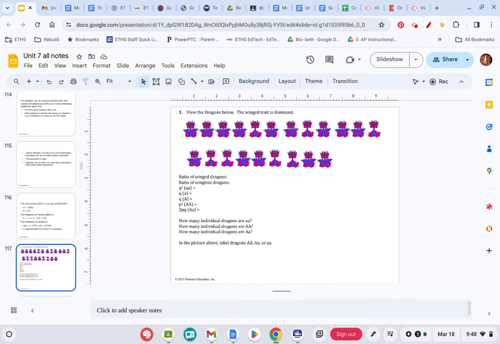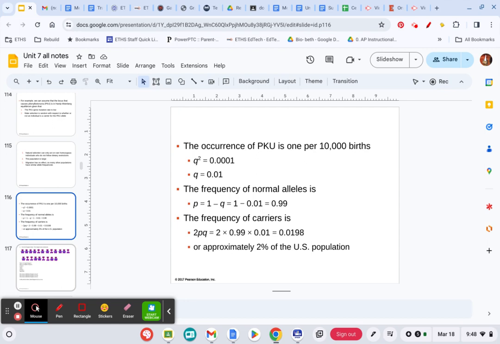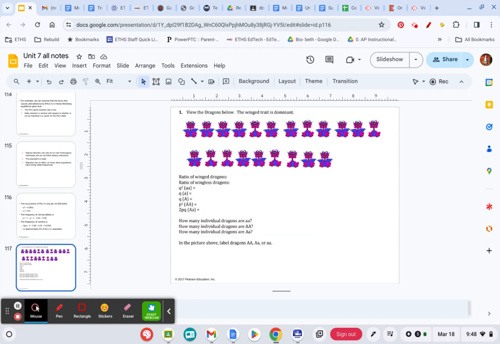All right, so last Friday we left off with Hardy Weinberg. We went through some of the math to show you how we came up with these formulas. We had two formulas. We had P plus Q equals 1.